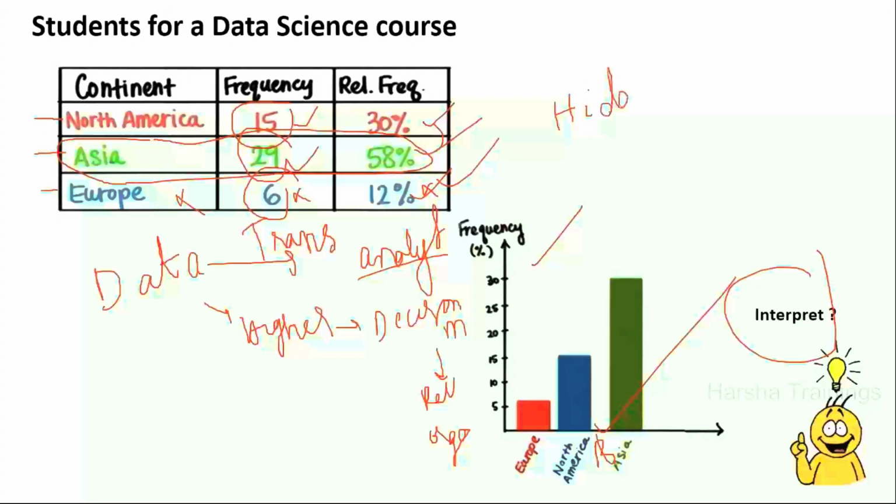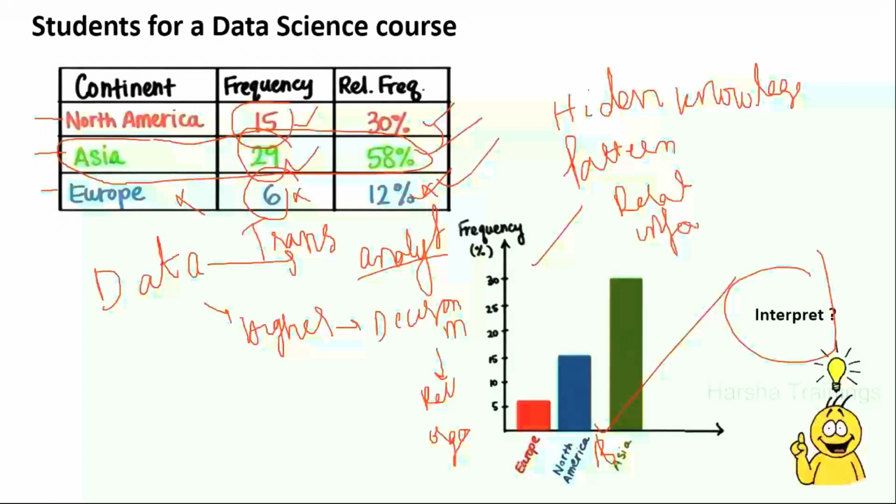Can I call it hidden knowledge from the given data? By looking at the data, yes. Some people call it patterns, some people call it relationships, some people call them inferences. What inferences can I do from the data? Some people call them insights. All these are synonyms. The output of any analytics is nothing but knowledge, hidden knowledge.